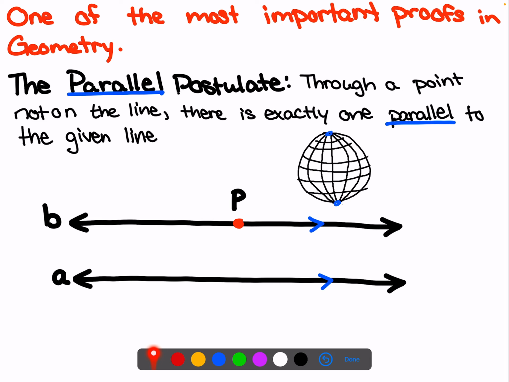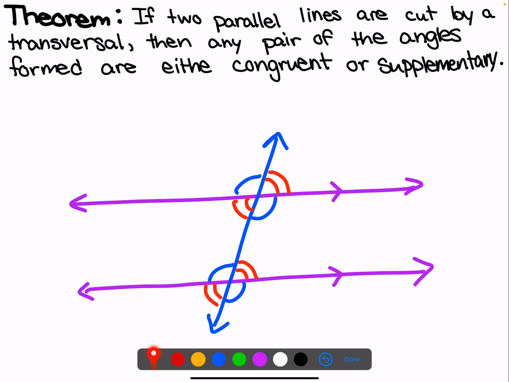All right, so next up, our next theorem is if two parallel lines are cut by a transversal, and that's how many of these proofs will start today, then any pair of the angles formed are either congruent or supplementary. There's no difference. It's either going to be congruent or supplementary. No other choices. So again, we know vertical angles are congruent. Alternate interior angles are congruent, and vertical angles are congruent again.